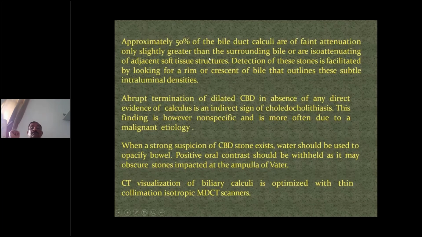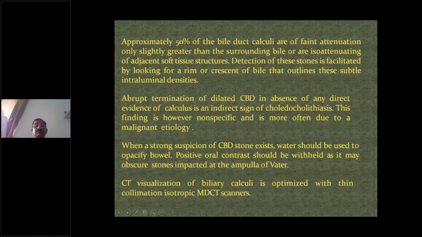But approximately 50% are of faint attenuation and almost similar to the surrounding bile or surrounding soft tissue structures. This sometimes may be easy to pick by looking for a rim or crescent of bile that outlines these intraluminal densities. But it's very difficult to pick on CT, and with the advent of MRCP, the role of CT is now becoming very limited.